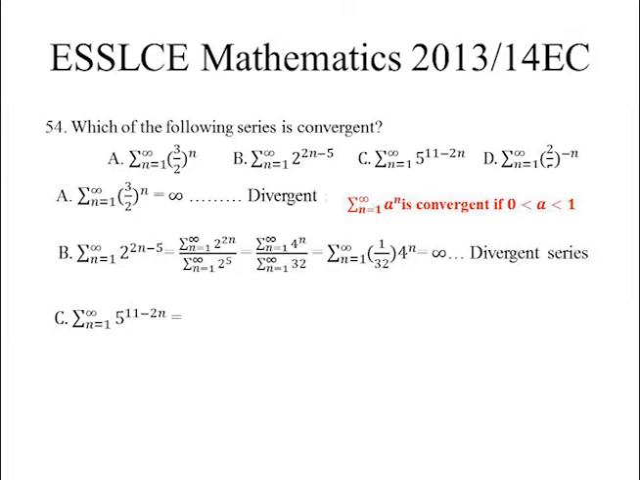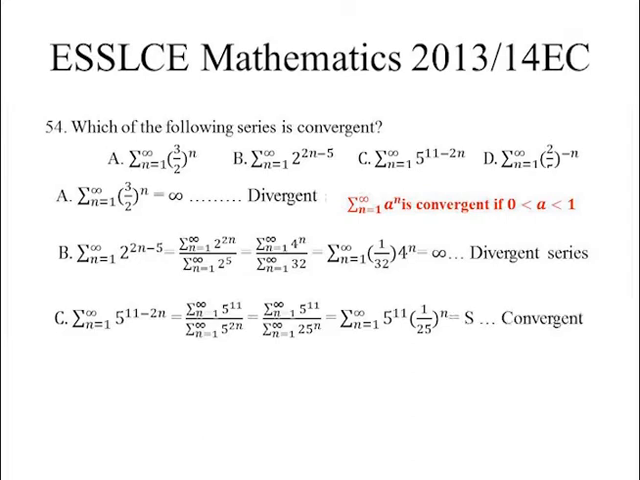Choice C, summation of 5 to the power of 11 minus 2n, n ranging from 1 up to infinity, is equal to summation of 5 to the power of 11 divided by 5 to the power of 2n, n ranging from 1 up to infinity. 5 to the power of 2n gives 25 to the power of n, which is equal to summation of a constant 5 to the power of 11 times 1 over 25 to the power of n, ranging from 1 up to infinity. In this series, the base 1 over 25 is a number between 0 and 1, so this summation gives us a constant s, thus this series is convergent.